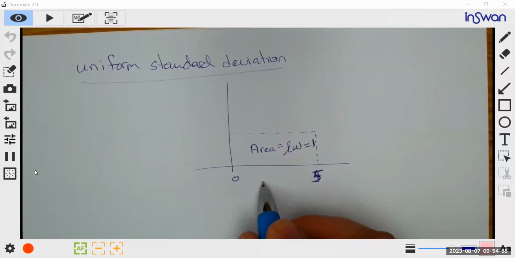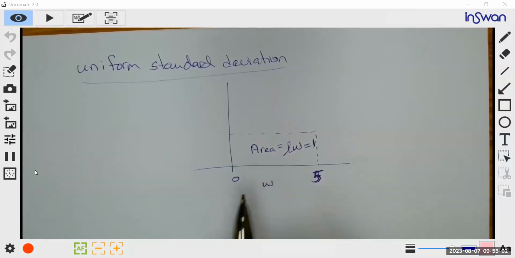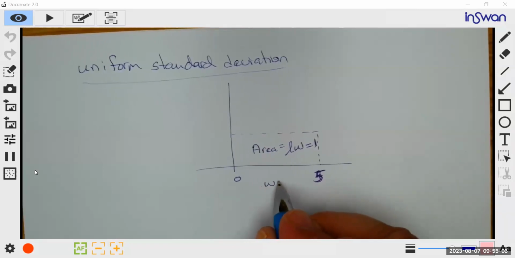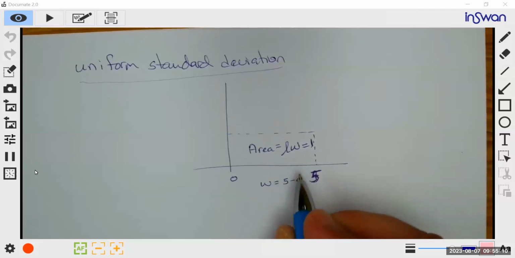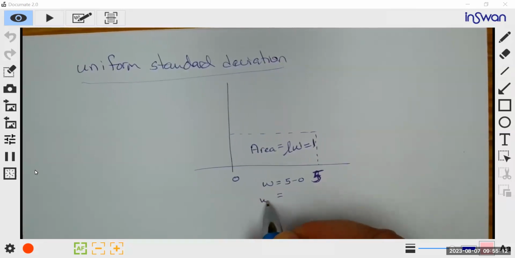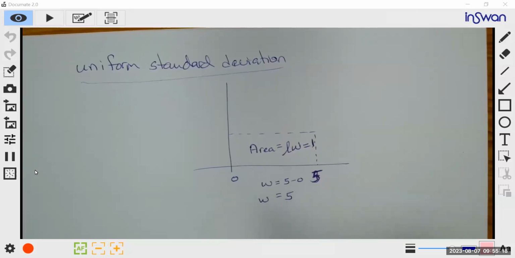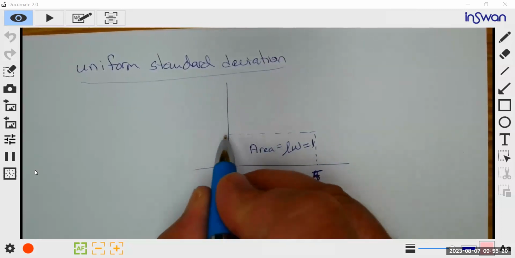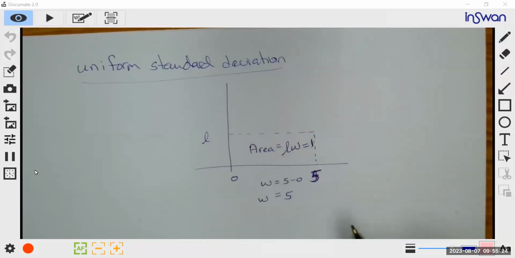So this is our width. What's the length of the width? How do you figure that out? Well, take the biggest number minus the smallest, we have 5. So the width equals 5. Take the second number minus the first number, and that tells you how wide it is. Now what we have to do is figure out the length.